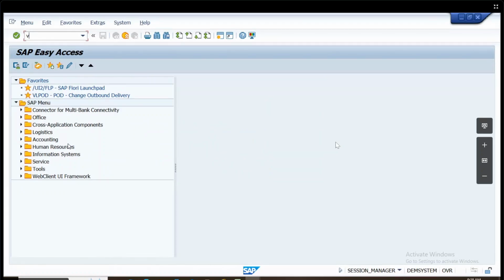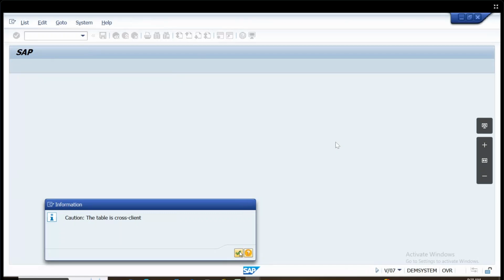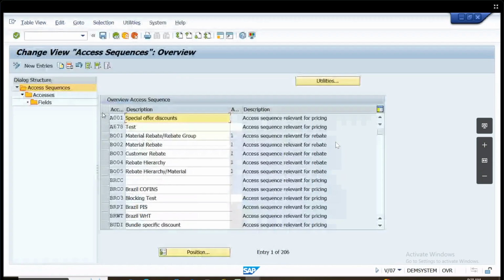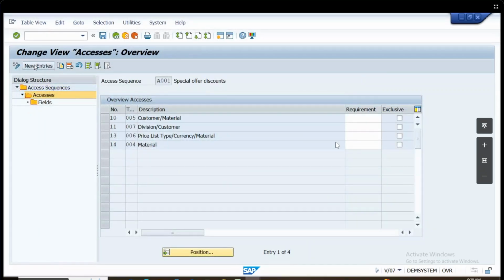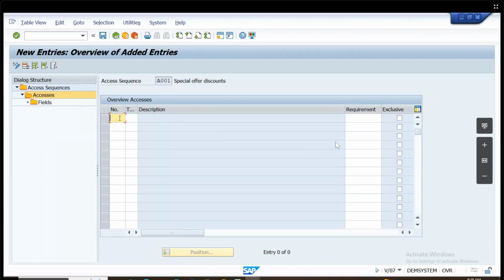So if you go to access sequence, here this access number, the length has been increased to 3 digits. Earlier we had only 2 digits. Now you can have access number up to 3 digits. The access number field length in access sequence has been increased to 3 digits.